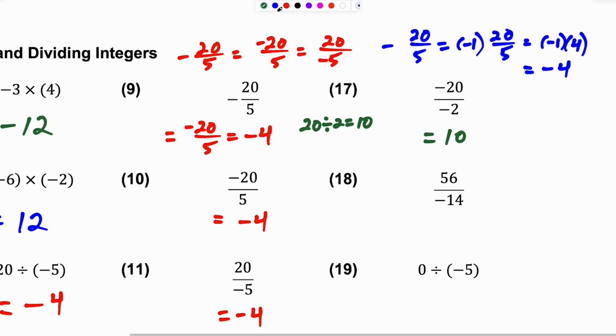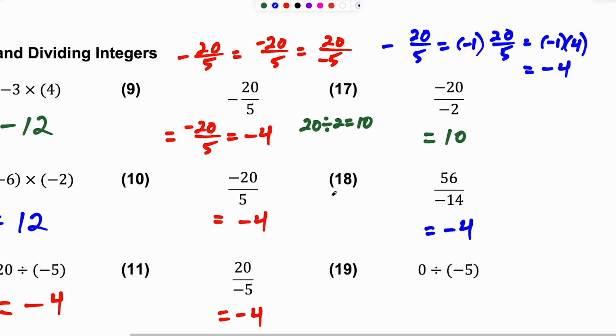Now, next up, question 18, we have 56 divided by negative 14. So since we are dividing a positive by a negative, our quotient comes out negative. And then we just have to know 56 divided by 14 is equal to 4. Now, if you're like, wait a minute, the times tables doesn't go up to 14. How am I supposed to know that?